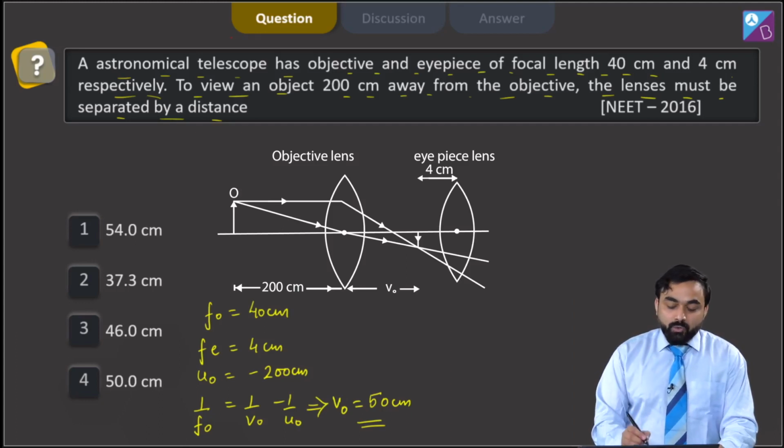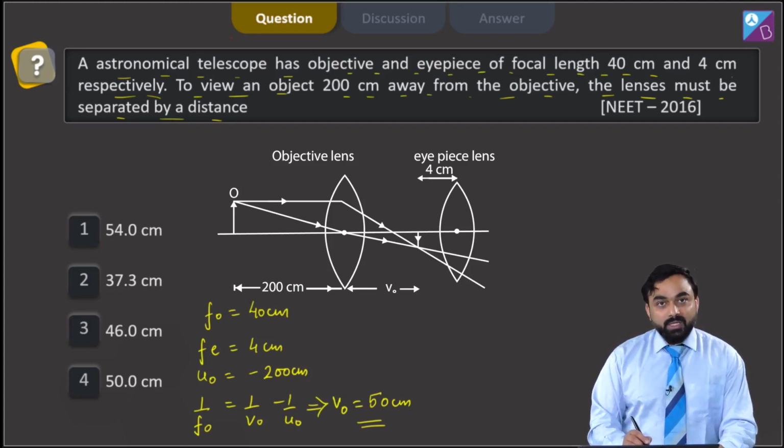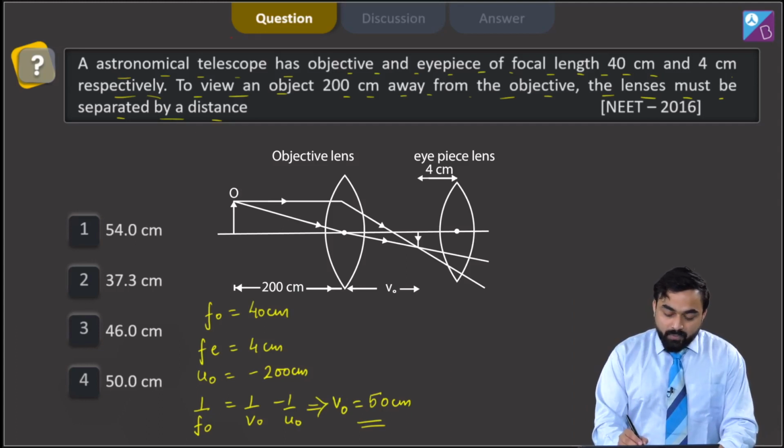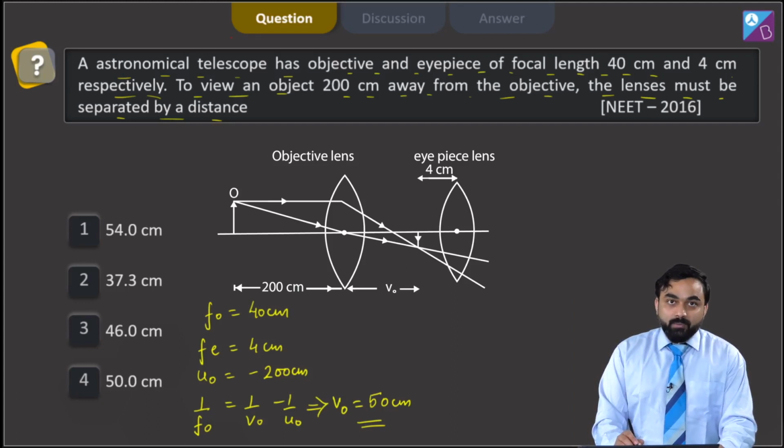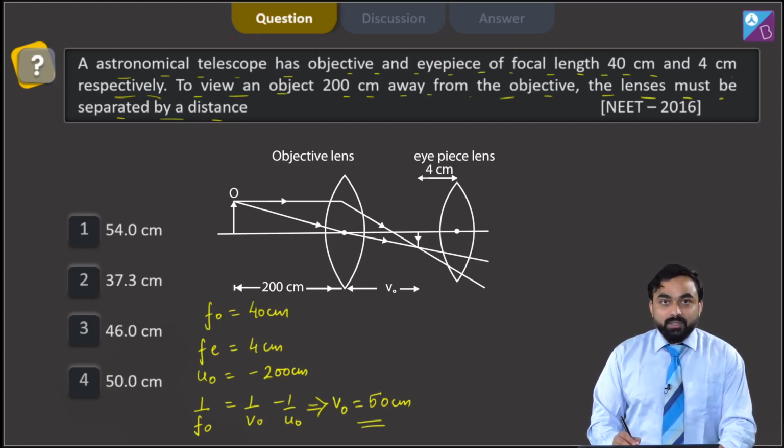And I just told you that the image formed of the object by the objective lens is at the focus of the eyepiece lens, correct? So if this is at the focus, therefore the distance between this image and the eyepiece here is equal to 4 centimeter, correct? Because this particular image now acts as a virtual object for the eyepiece lens, correct?